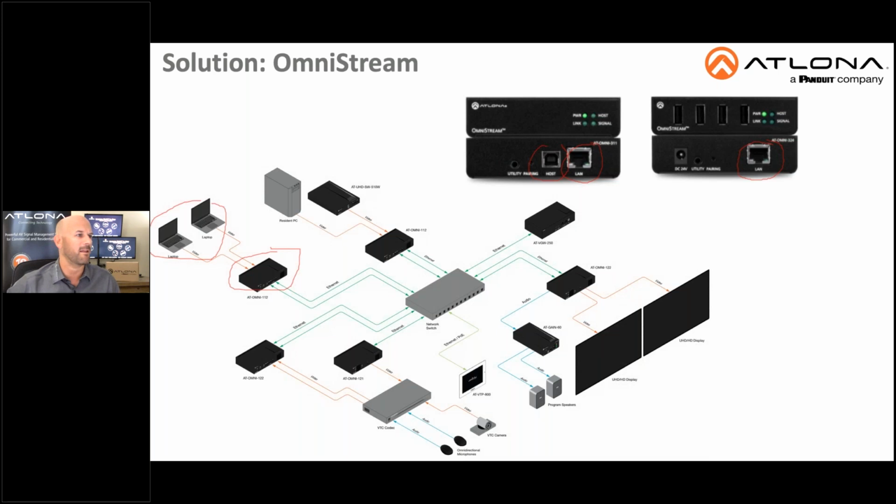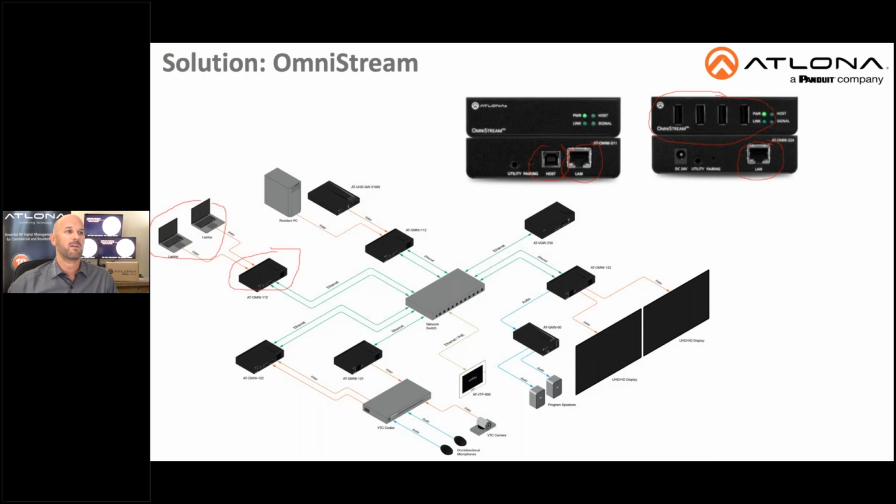Looks like I'm highlighting an OmniStream encoder right here, but typically what we would have here is a 311, and that computer would connect into the 311 and now be converting USB traffic to IP traffic, routing around the network to this guy over here, which is a 324, which has 4 ports. So you can see here immediately, one computer can have access to 4 USB devices.